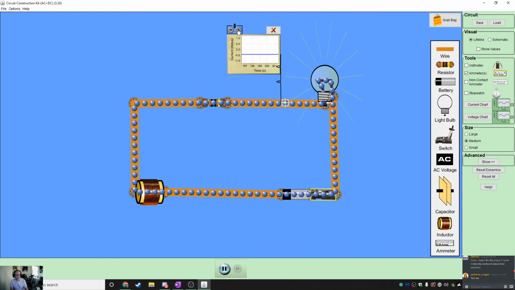And I guess we need to zoom in here. Let's go to like this. It looks like that's our maximum current, right? So let's go back and let's reset it. If I just click reset dynamics, we'll just automatically restart. Yeah, okay. So you can see it right there, right?